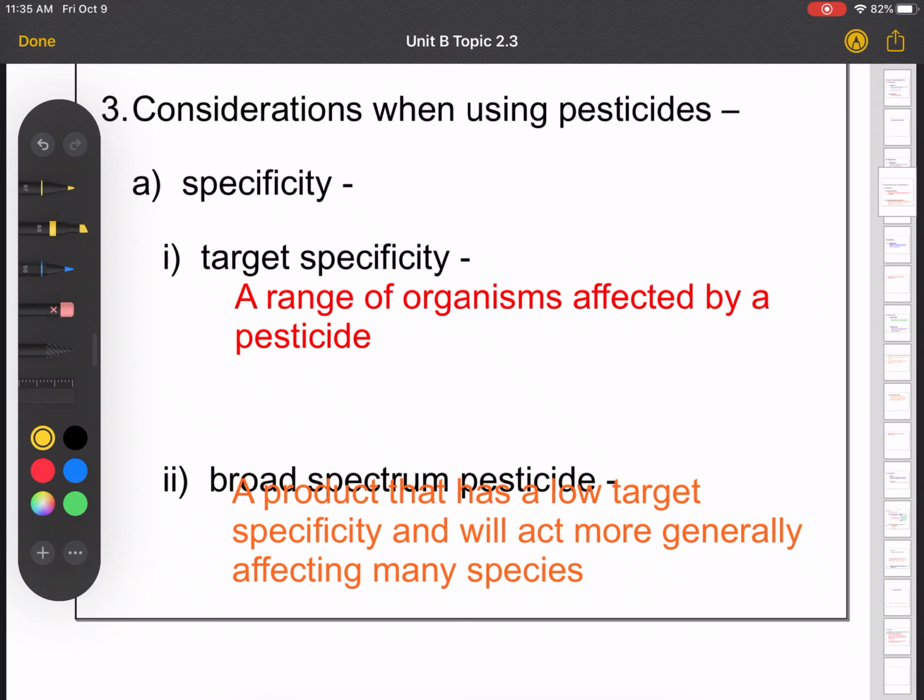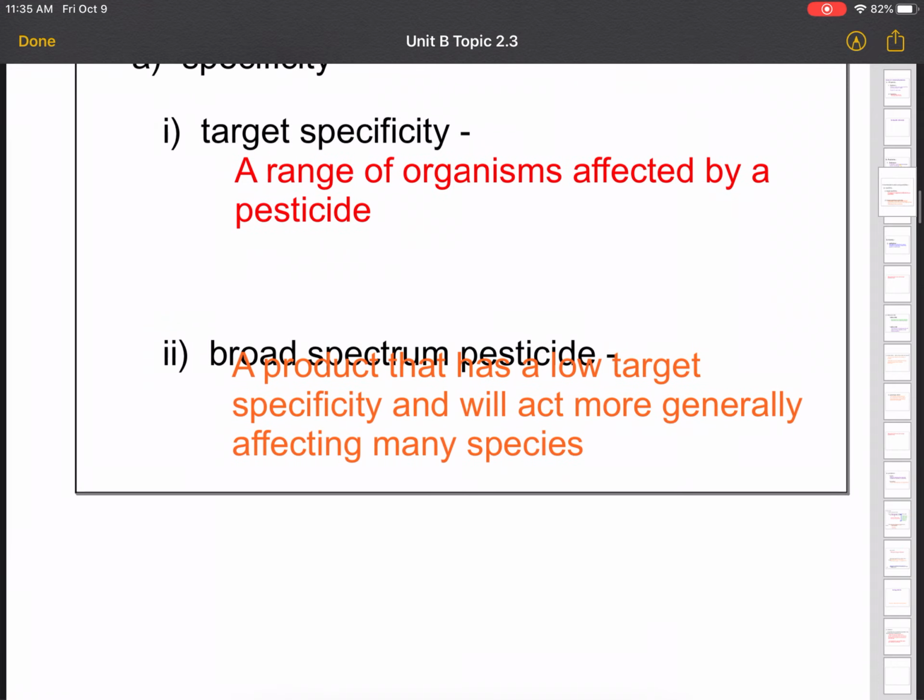Considerations when using pesticides: we need to specify our target. We need to figure out the range of organisms affected by the pesticide. If you use something that kills everything, that might not be what you want. You might only want to kill a specific thing, so you need to figure out what your target is. There are pesticides that target specific things. The second thing here is broad spectrum, and those basically just kill everything. It's a product that has a low target specificity and will act more generally, affecting many species.